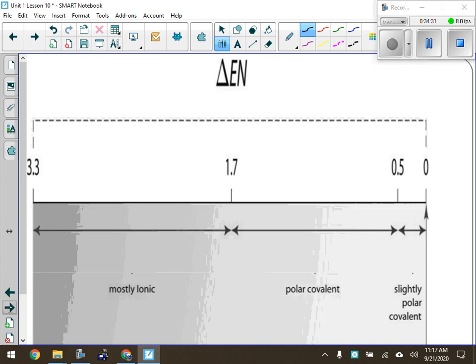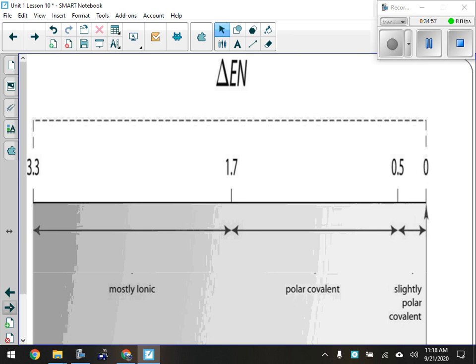Now, here's a chart for you. You don't need one this elaborate. But before you start copying, it says difference in electronegativity. It goes from 3.3 to 0. Why is it only 3.3 here? Why is that? We talked about it earlier.